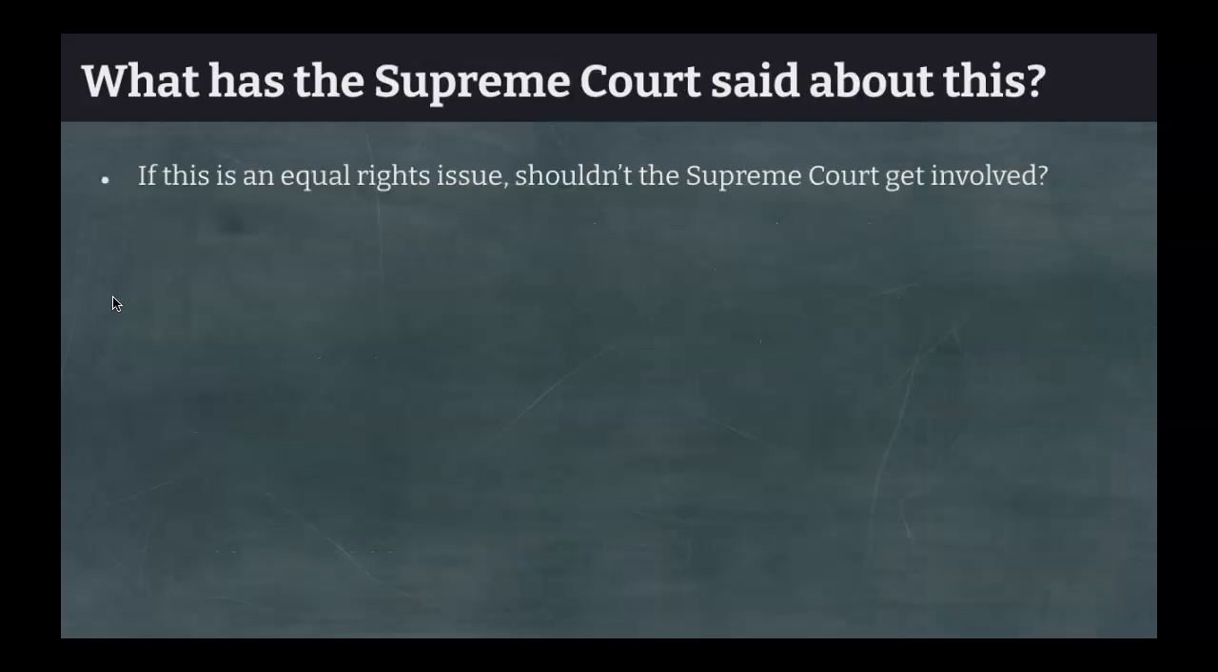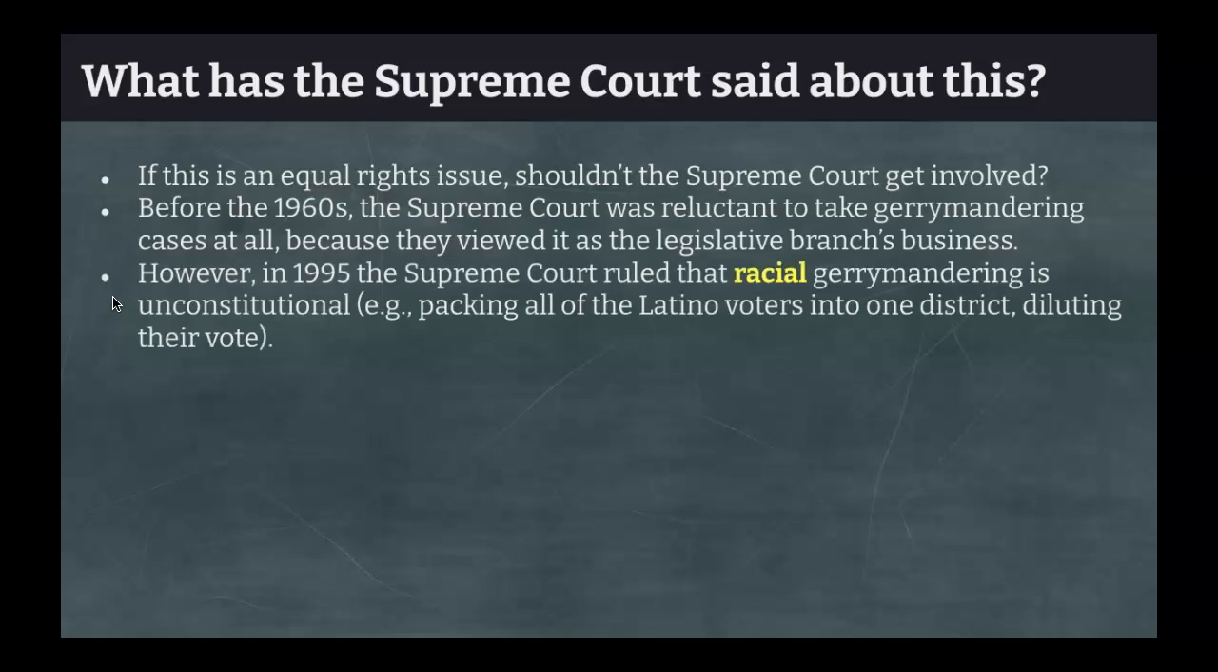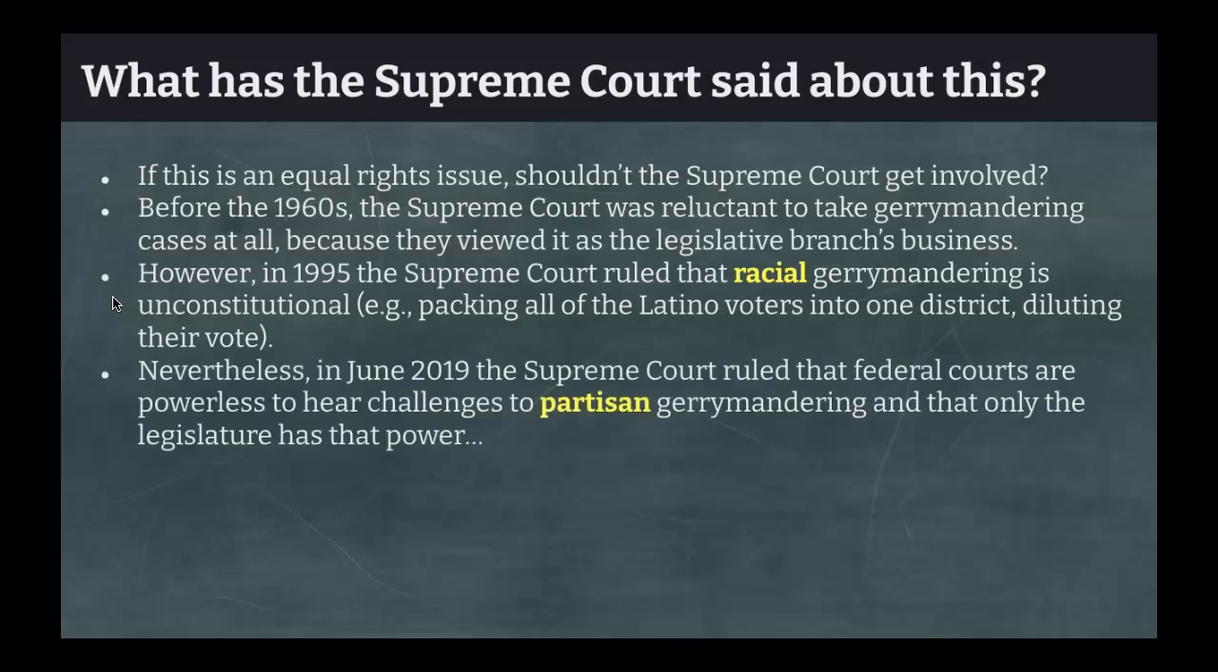Now, what has the Supreme Court said about this? If it's an equal rights issue, shouldn't the Supreme Court get involved? Until the 1960s, the Supreme Court was reluctant to take gerrymandering cases at all because they viewed it as the legislative branch's business. However, in 1995, the Supreme Court ruled that racial gerrymandering is unconstitutional, e.g. packing all the Latino voters into one district, diluting their vote.